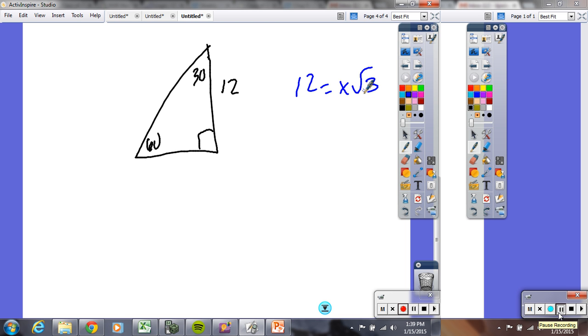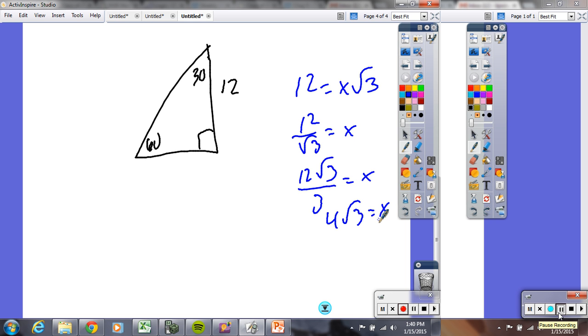Anyway, notice I divide because I want to know what x is. So therefore 12 over root 3, which is 12 root 3 over 3. You can just multiply by root 3 divided by 3, yes.